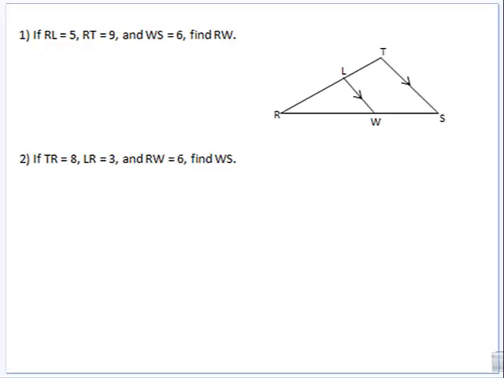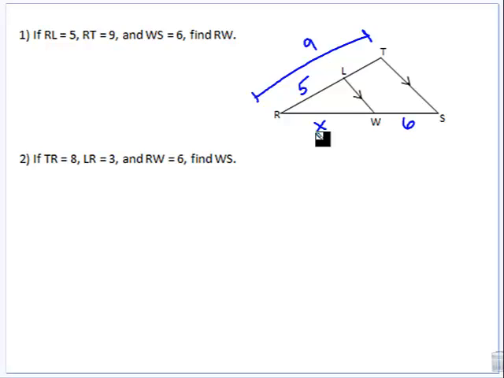RL is 5, RT is 9 and WS is 6. We want to find out what RW is. So we're going to first want to label everything. So RL here is 5. R to T, that whole length is 9. And WS is 6. We want to find RW, so we can label that with any variable we want. So I'm going to label that with X.